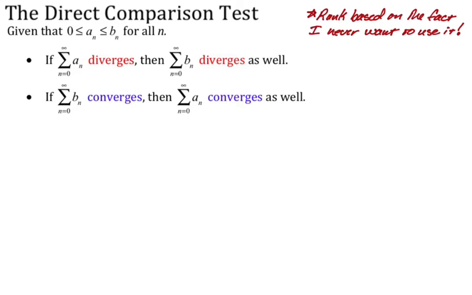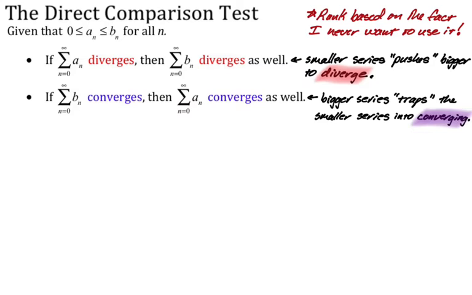So let's look a little more closely at what it says. If the smaller series is diverging, the smaller series is going to push the bigger series to diverge. That's how I think of that, like standing on the shoulders of giants. The little one is diverging, the bigger one has to diverge because it's bigger. And on the other hand, if the bigger series is converging, I think of it as trapping the smaller series. The smaller series has no choice but to also converge. So that's how I think about it.